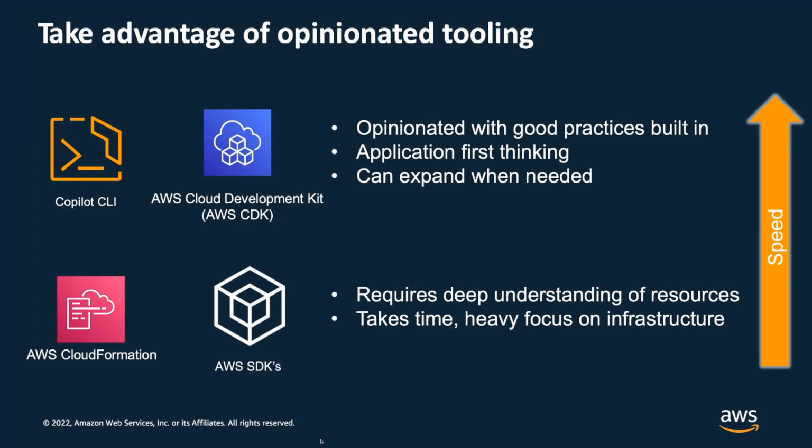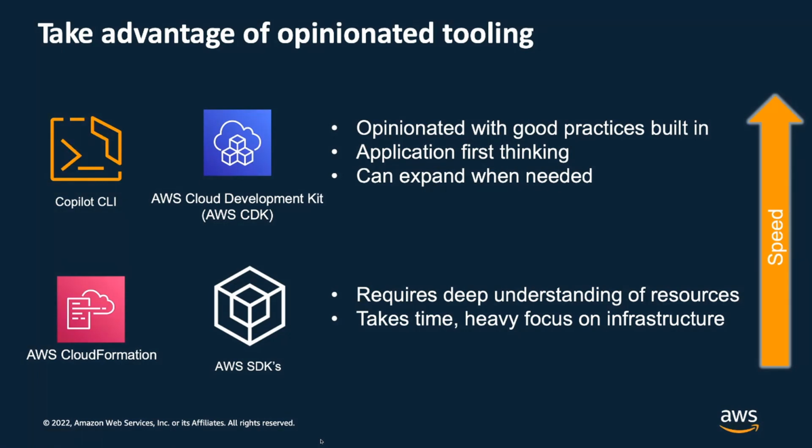So I mentioned this earlier, but taking advantage of opinionated tooling with good practices built in will save you time and effort needed to build everything from the ground up. If we look at the bottom of this slide, there are infrastructure as code tools like AWS CloudFormation. There's also Terraform that can be used to define and build your environments. Now, these are powerful infrastructure as code tools, but require a deep understanding of the AWS environment you're building and deploying. Even if you have a deep understanding, the management and maintenance of these templates can become overwhelming.